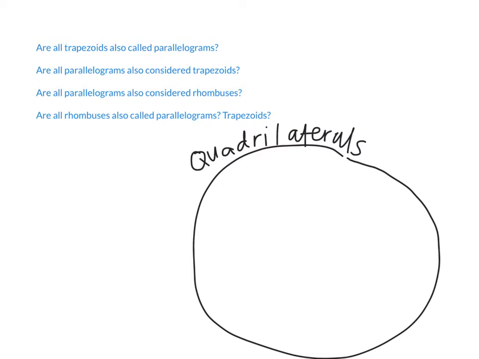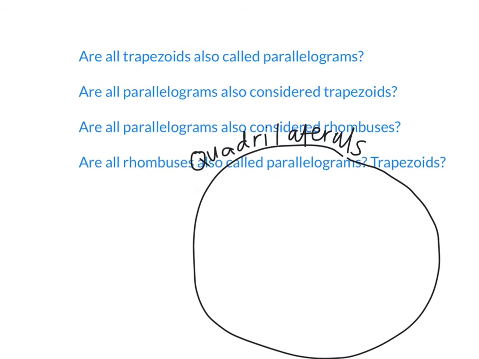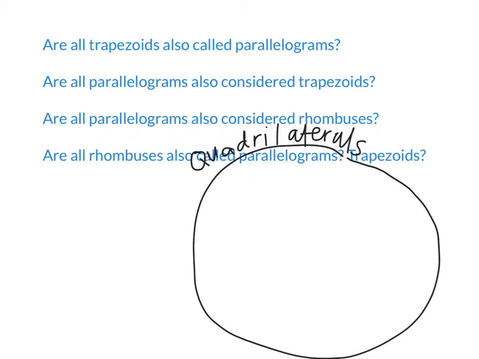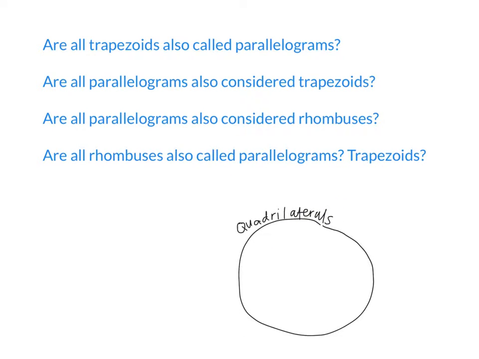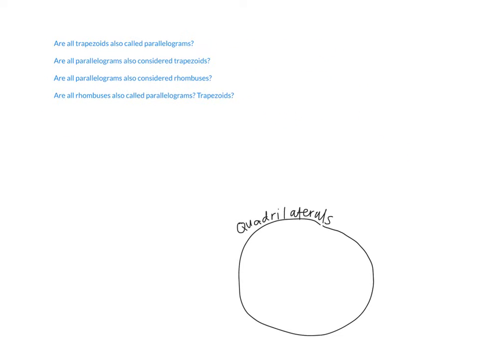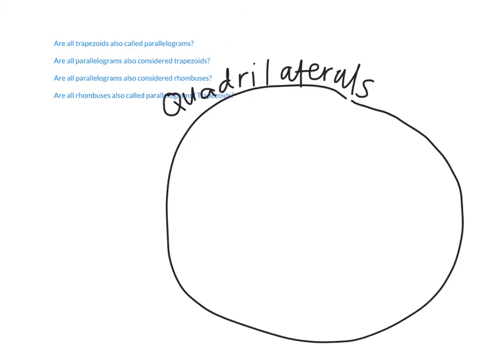Answer yes or no, okay? Are all trapezoids also called parallelograms? No. Are all parallelograms also considered trapezoids? Yes. Are all parallelograms also considered rhombuses? No. Are all rhombuses also considered parallelograms? Yes. Are all rhombuses also considered trapezoids? Yes. Very good. Let's make ourselves a little Venn diagram like this to help us keep track of it.